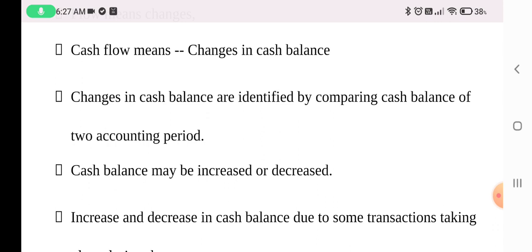So the increase and the decrease are due to some transactions. So you have to identify all the transactions and place them in one statement. That statement is called cash flow statement. So cash flow statement means a statement which gives the full description of transactions which are responsible for making changes in the cash balance between the two periods.